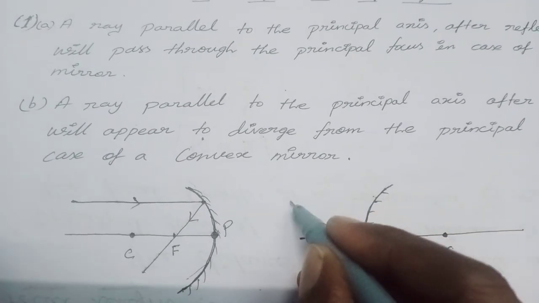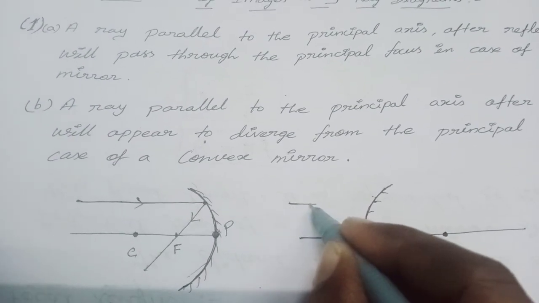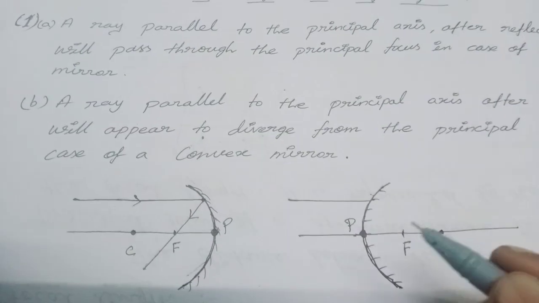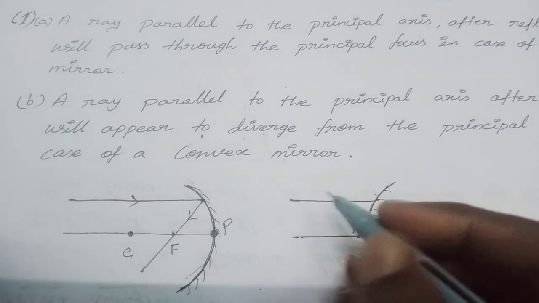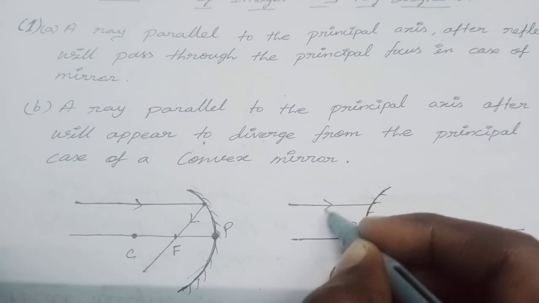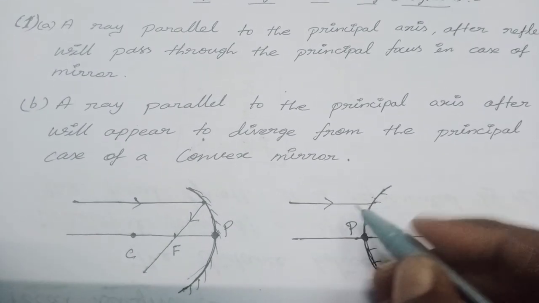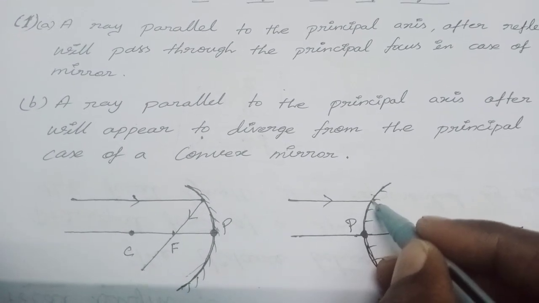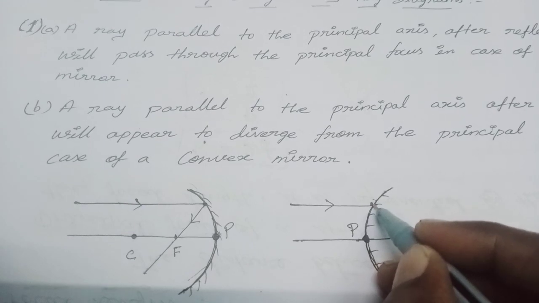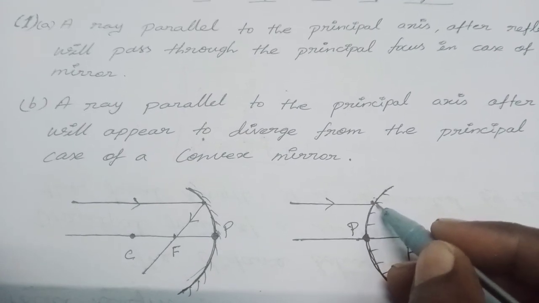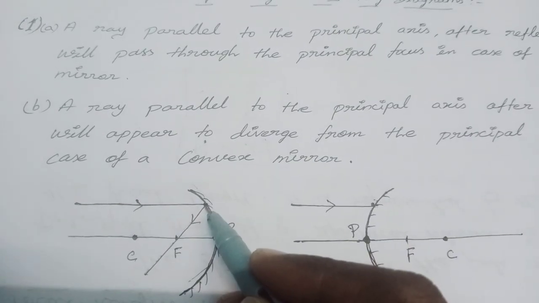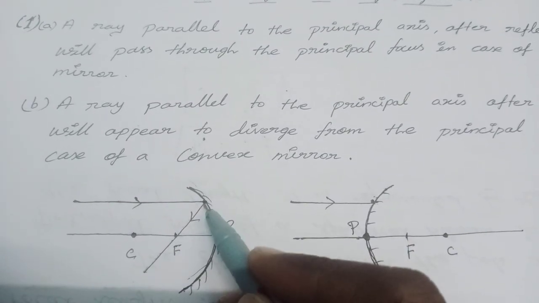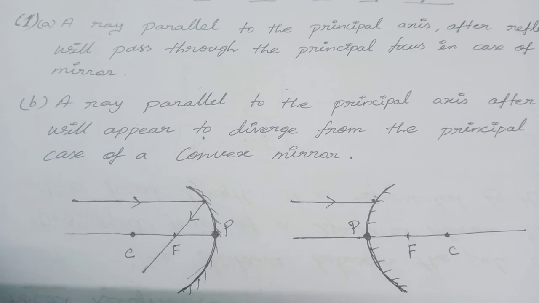So consider the incident ray that is parallel to the principal axis. This is the principal axis, and this is the incident ray. It is falling on the convex mirror. This is the point of incidence. From this point it has to reflect. We already know this is a diverging mirror, therefore the rays will get converge after reflection.